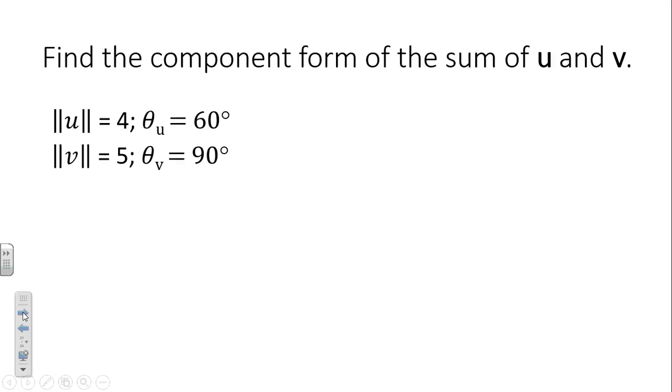Here comes the next one. Now we want the component form, same form, of the sum of two vectors. U has a magnitude of 4 and a direction angle of 60, and V has a magnitude of 5 and a direction angle of 90. So how are we going to find U plus V?